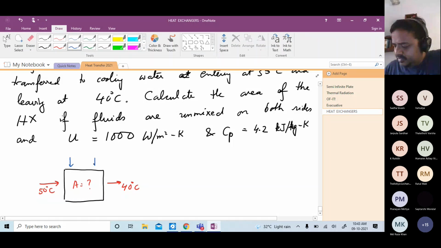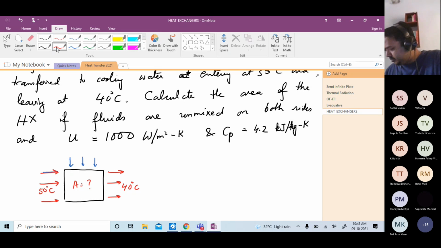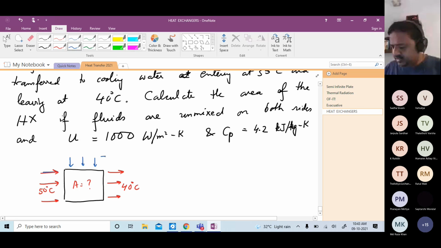The cold fluid enters at 35 degrees C and leaves at 40 degrees C.